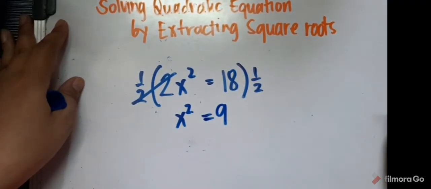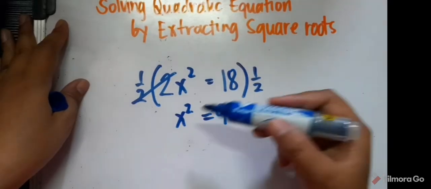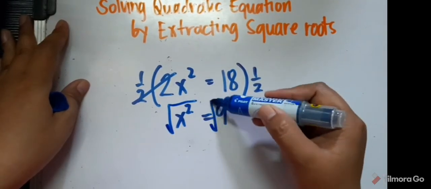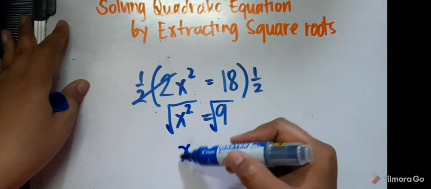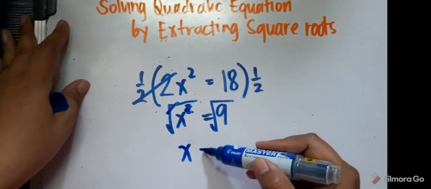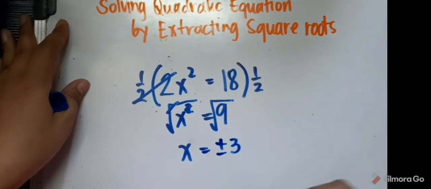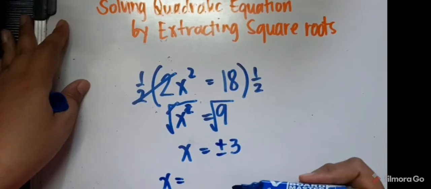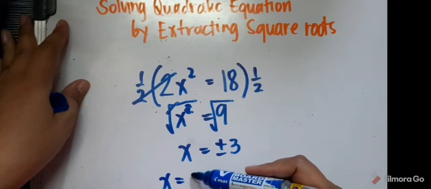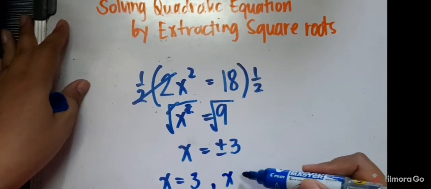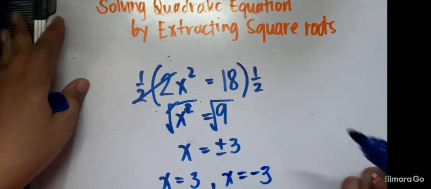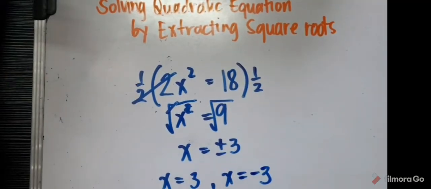There. Then we apply again extracting square roots. The square root of x squared is equal to x. And now, we have the square root of 9 is positive and negative 3. So what are the roots of this equation? We have x is positive 3 and x is negative 3. That's it.